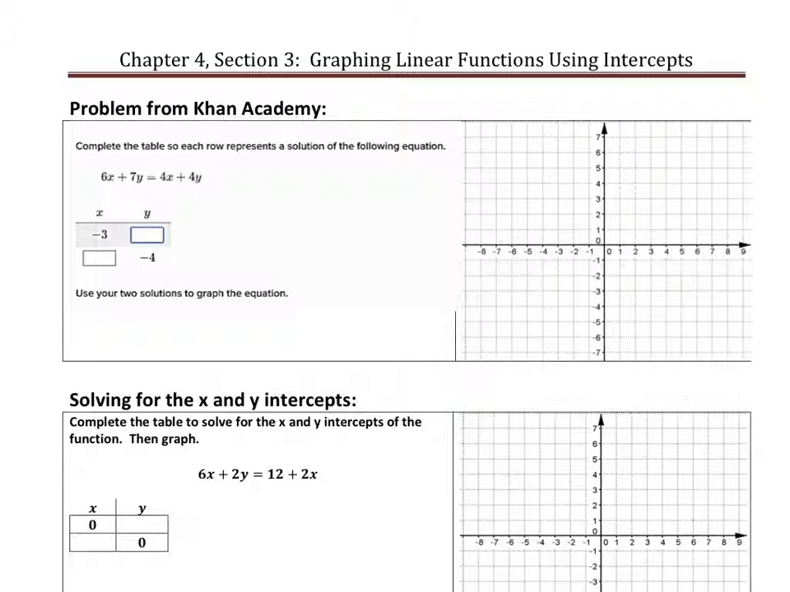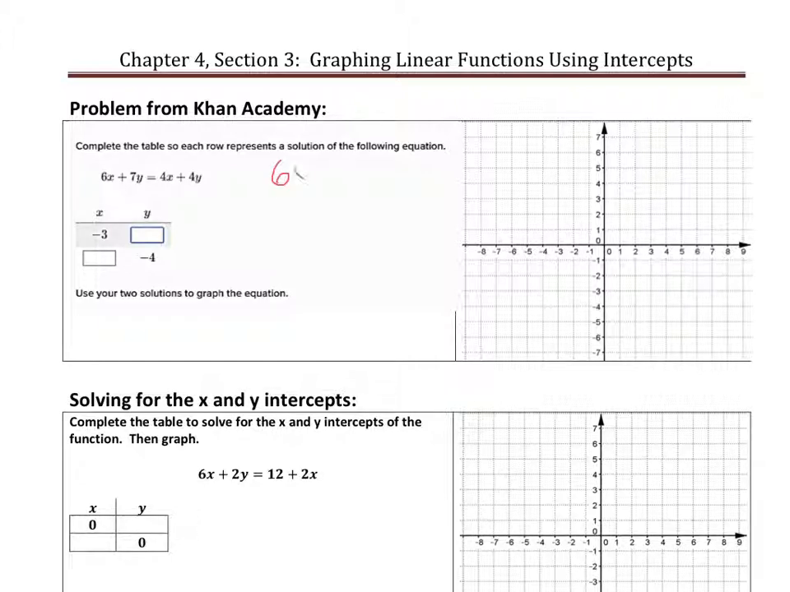Now, many of you started on Thursday and Friday the Khan Academy assignment where we were given a table of just 2 ordered pairs, and then we were told to graph them. So let's take a look at what that is. Here we have a linear function, 6x plus 7y equals 4x plus 4y. And we were given first an x value of -3, and we're asked to solve for y. So let's do that right now.